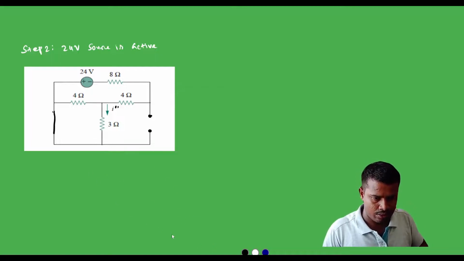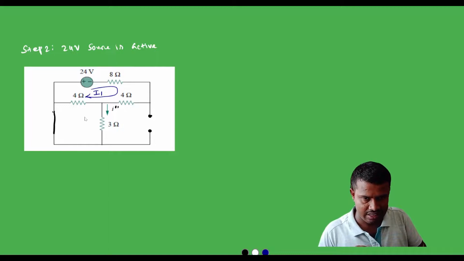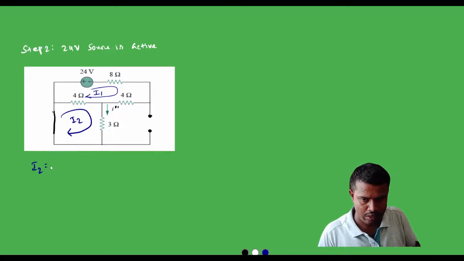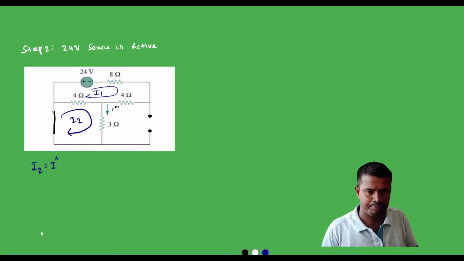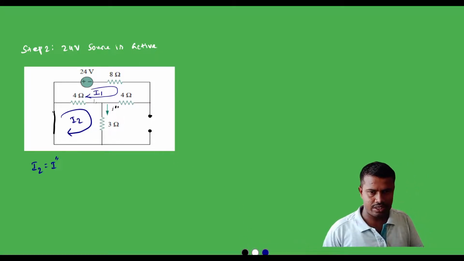Okay, now we will mark the loop currents. Say this is I1, and this is open circuit, there will not be any current, and say this is I2, and we know that I2 is equal to I double prime. Now we will start to write the equations for loop 1 and loop 2.